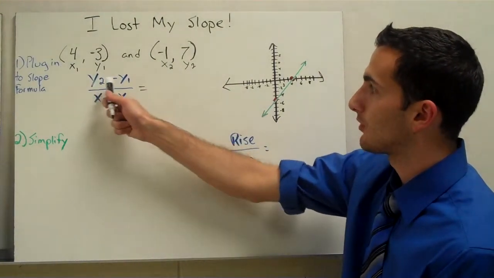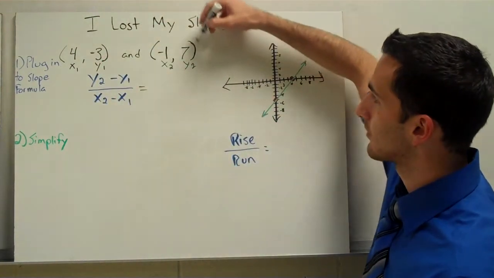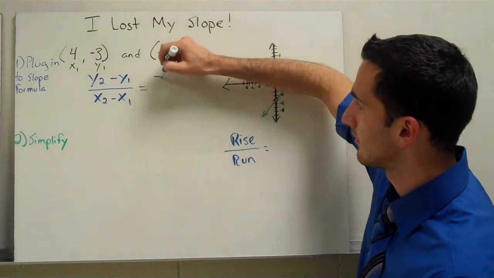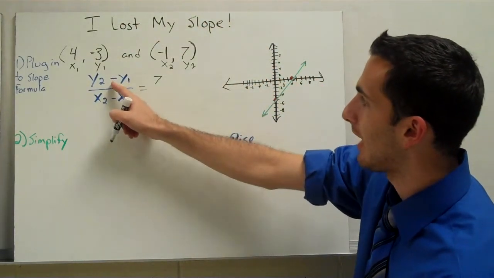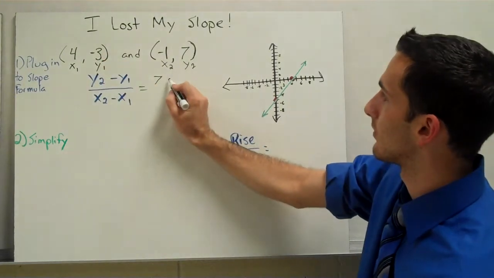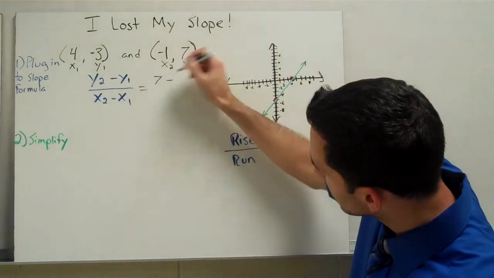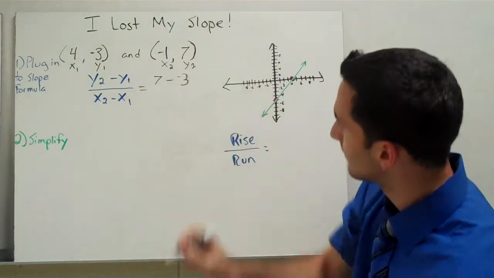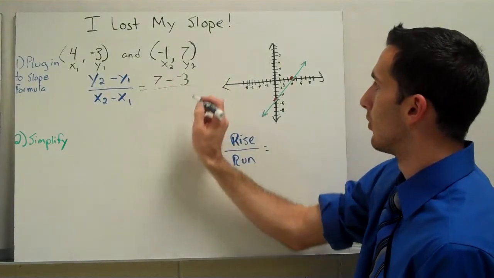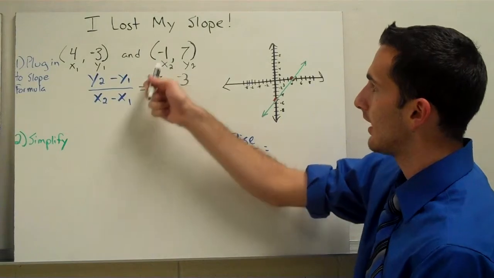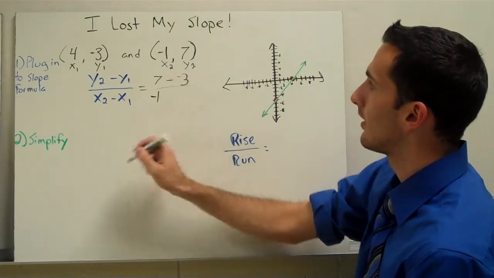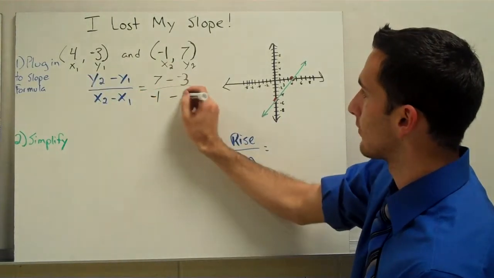So we start with y2 minus y1. We can see that y2 is right here, that's 7. And y1 is right here, that's negative 3. So we have to do minus y1, so that's minus negative 3. And we're going to put that over x2 minus x1. x2 is negative 1, and x1 is 4, so negative 1 minus 4.